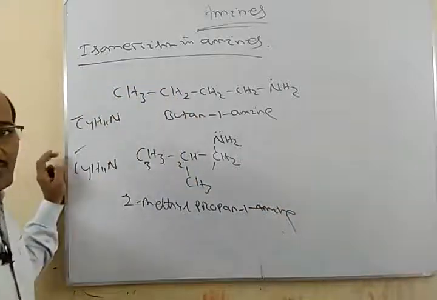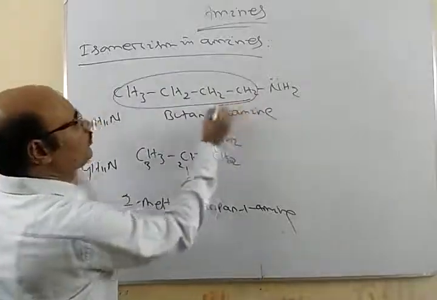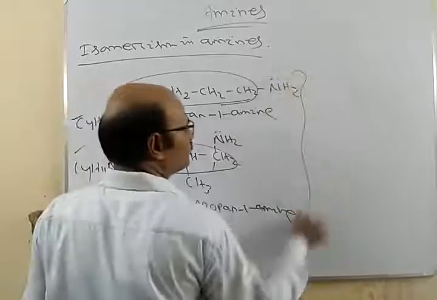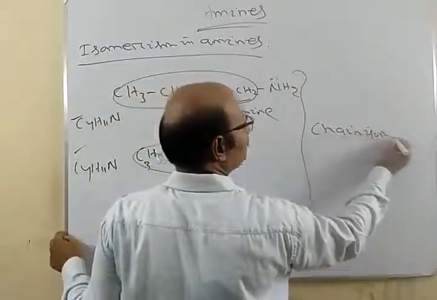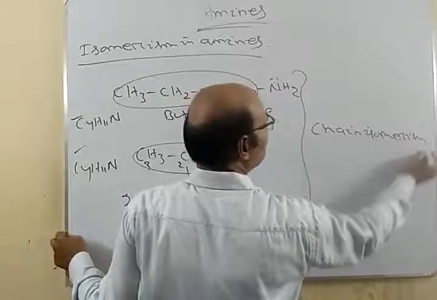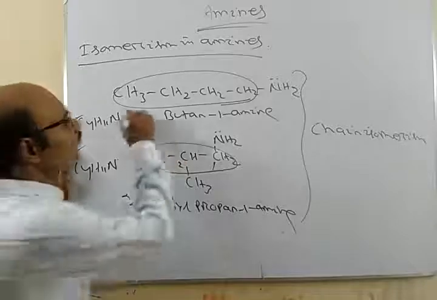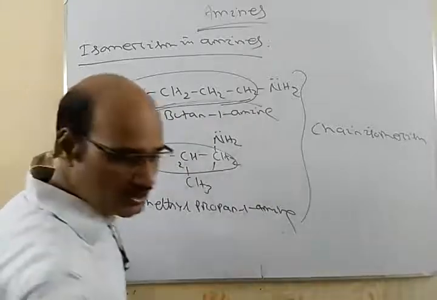So what is the difference here? The difference is in the carbon chain. So these two are what? Chain isomerism. That means amines can show chain isomerism. Amines containing at least 4 carbons can show chain isomerism. Okay.